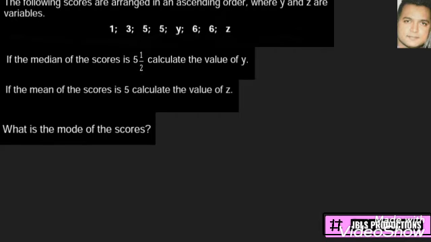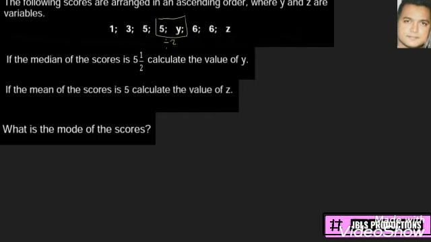The following scores are arranged in an ascending order where y and z are variables. Now there are 8 numbers if you look at it, and 2 are not given to us. We have a y and a z. So the first question states, if the median of the scores is 5.5, calculate the value of y. Now the median is, once we've arranged it in order, we take the two center amounts and divide that by 2 in order for us to get the median, because we have a set of even numbers.